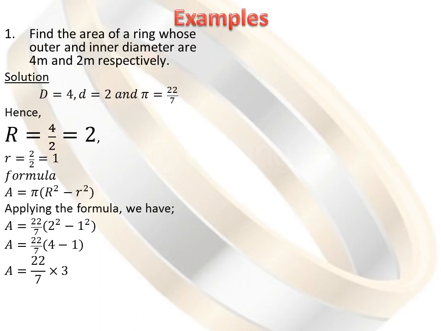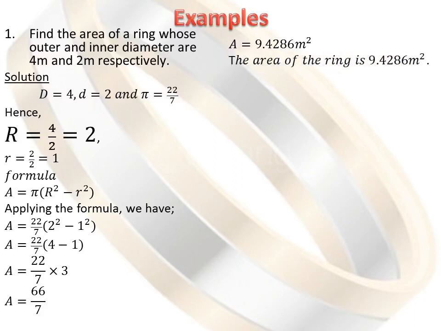So our A is equal to 66/7, and our A is equal to 9.4286 meter squared. So that is the area of the ring in question 1. The area of the ring is 9.4286 meter squared. Here is another question.